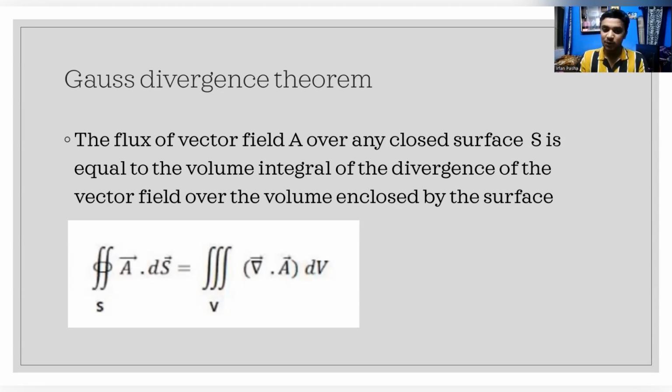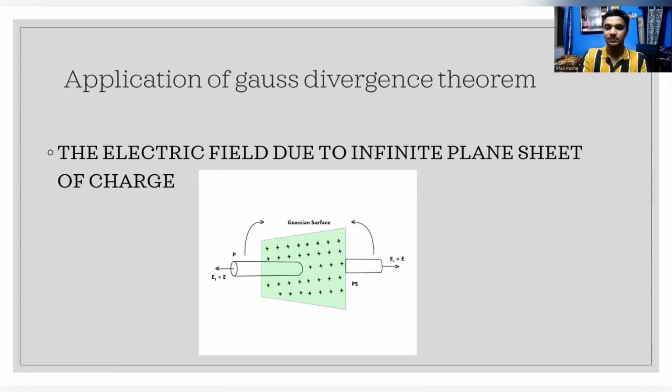That is, S is equal to the volume integral of divergence. If we take the integral of divergence, then that will be equal to the vector field over the closed surface S, of the vector field over the volume enclosed by the surface. This we can see here, right? A dot dS. This shows the flux. Flux we can also equate to the divergence, the Gauss divergence.